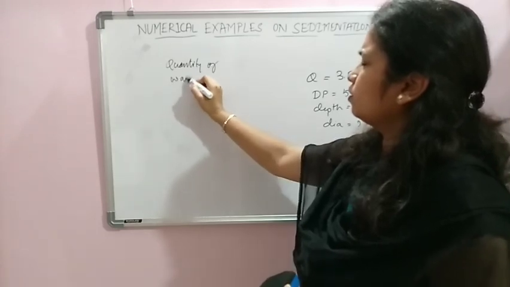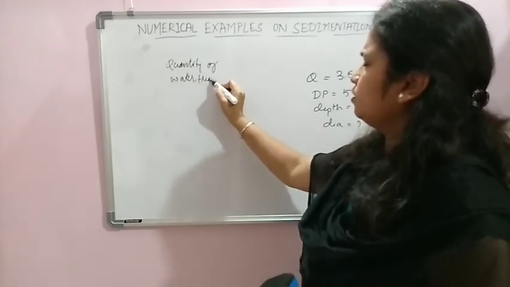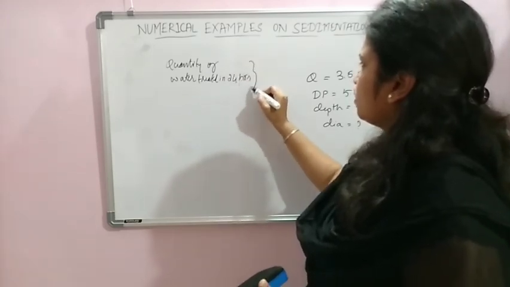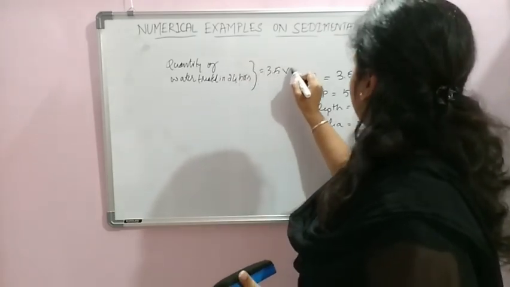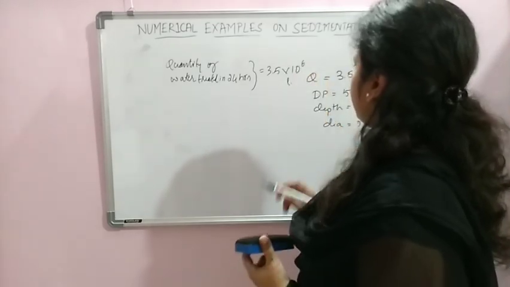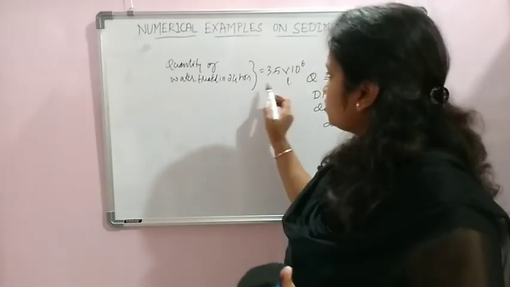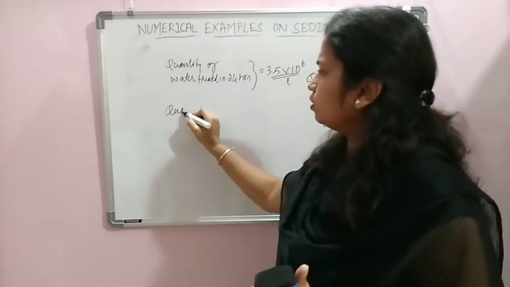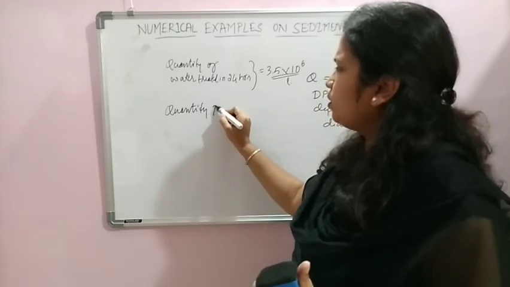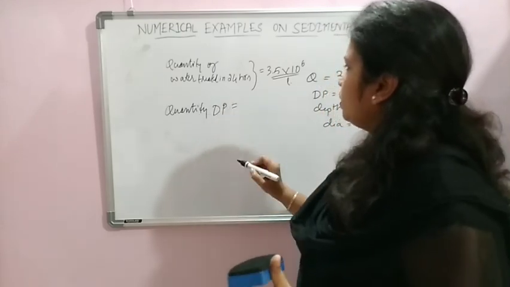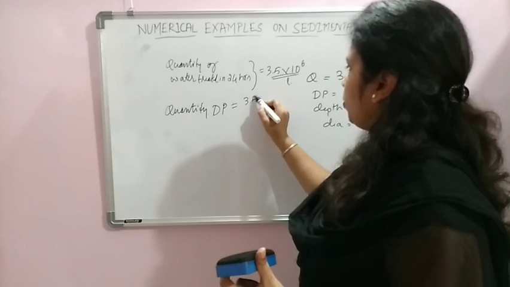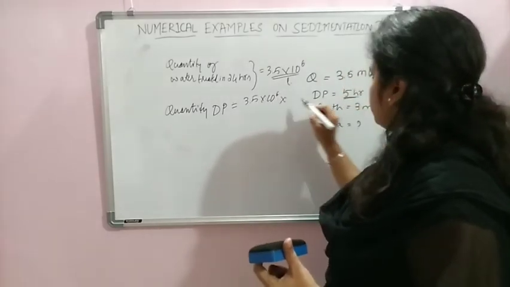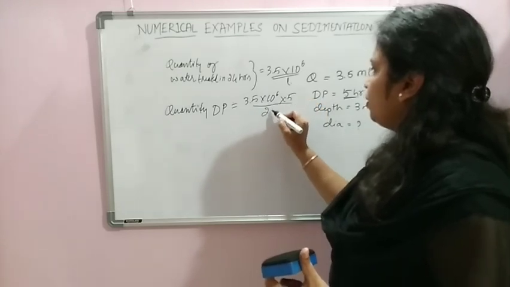By making use of the data given in the question, the quantity of water treated in 24 hours is 3.5 into 10 raised to 6 liters. If this is the amount treated in 24 hours, then what is the quantity of water treated during the detention period? To calculate that, we have 3.5 into 10 raised to 6 into the detention period of 5 hours divided by 24 hours.